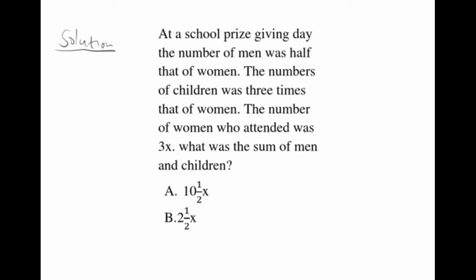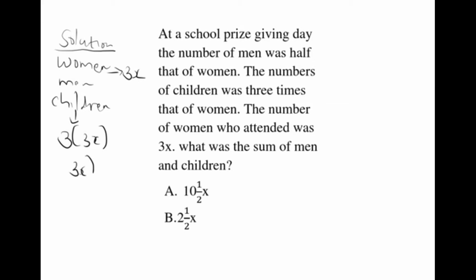We are given women, men, and children. In this case, we are told that the number of women was 3x. The number of children here was 3 times the number of women. For us to get the number of children, we are going to get the number of women, which is 3x. We multiply with 3. Therefore, the number of children is going to be 9x. We are also told that the number of men was half the number of women.